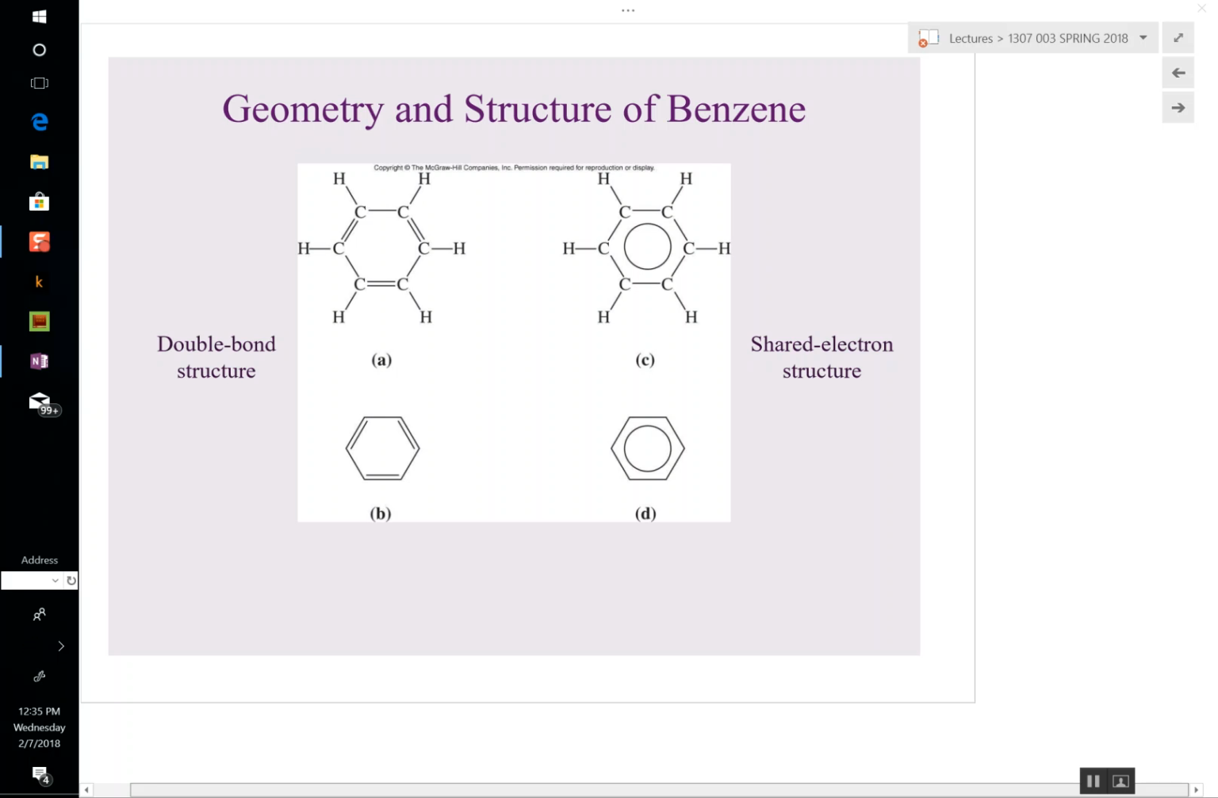These are all ways of drawing benzene. Structural formula. Here's a line formula with the conjugated double bonds or a circle. Those are all acceptable drawings of the molecule benzene.